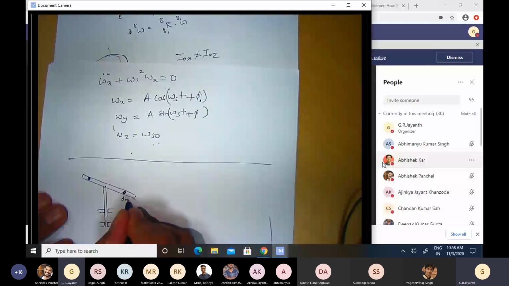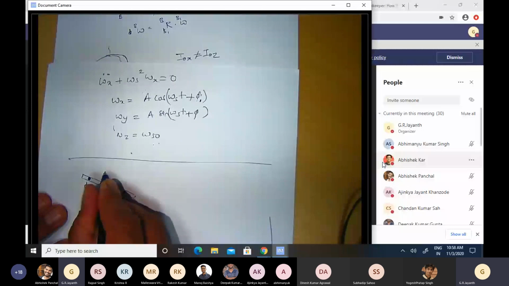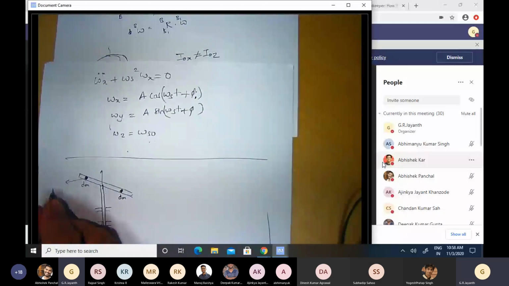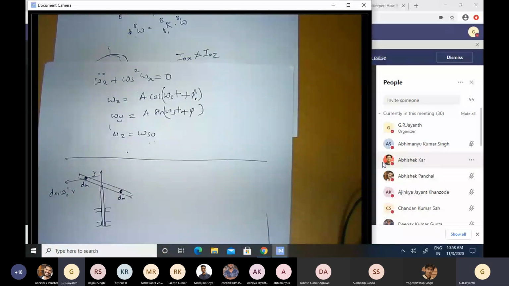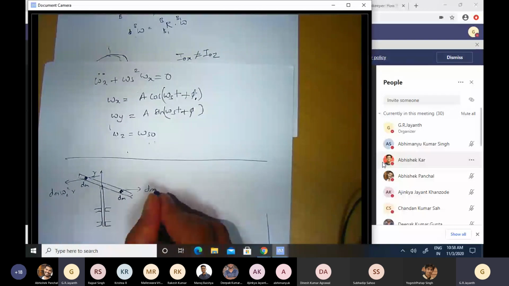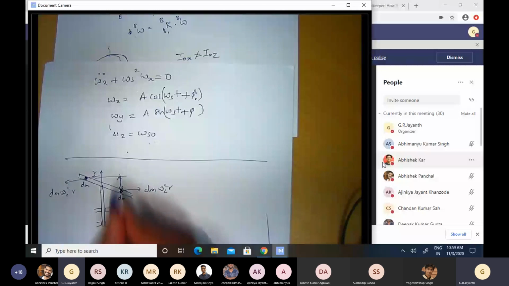Okay, and we noticed that this one here experiences an outward force, a centrifugal force. It is given by dm times omega z square times r, where r is this radius vector. And this one also experiences an equal and opposite force, dm omega z square r. And these two forces are offset from one another. The directions are the same, but they're not acting along the same line.